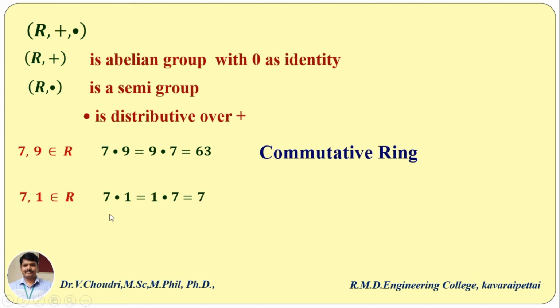Now one more. 7 and 1 belong to R. I am taking the identity element. 7 · 1 equals 1 · 7 equals 7. Here, existence of identity. So here it is a ring with identity. Okay.